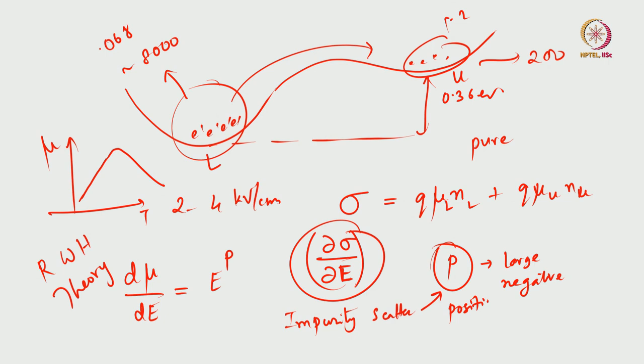But maybe I did not tell you the exact picture. The first person who actually observed this put a voltage pulse, a DC voltage pulse in a way you can say, and he was observing the current to oscillate. So, what he did was that he took a slab of gallium arsenide. For instance, he took a piece of gallium arsenide, something like that.